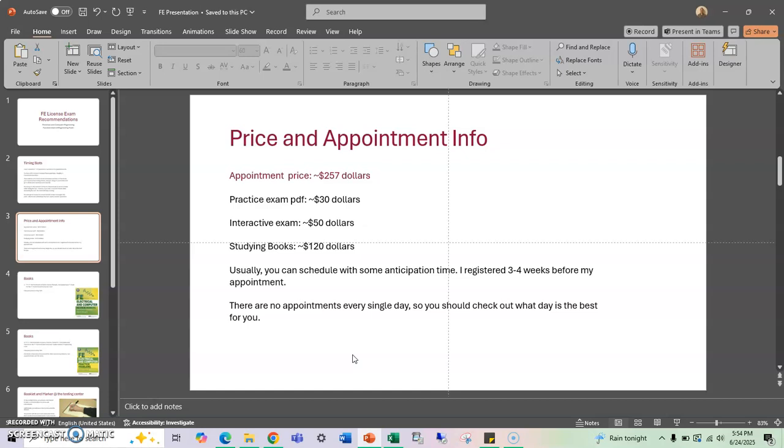I was also charged $30 for the practice exam. The interactive exam is $50. I didn't buy this one myself, but I know it's $50, and my study materials were $120. For sure, you will need to pay the appointment price. The practice exam PDF and the interactive exam are more optional materials.